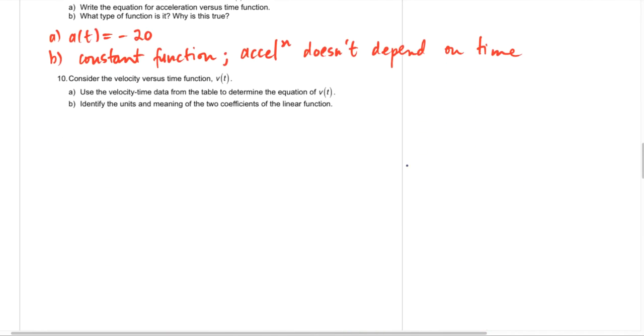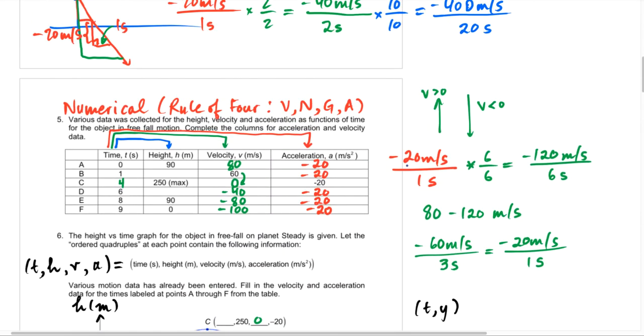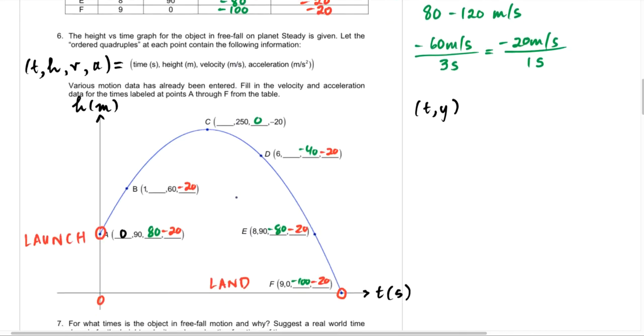Okay, let's go back. The next question is asking us to come up with, in number 10, the velocity versus time function. So we have some information about the velocity. We have a full table of values for the time. So if we just focus on this time as the input x and this velocity as the output y, you should be able to notice something about the values. In particular, as the time increases by 1, the velocity decreases by 20. If the time increases by 3, the velocity decreases by 60. If the time increases by 2, the velocity decreases by 40. And so we're seeing this constant slope relationship. We have a linear relationship for the velocity.